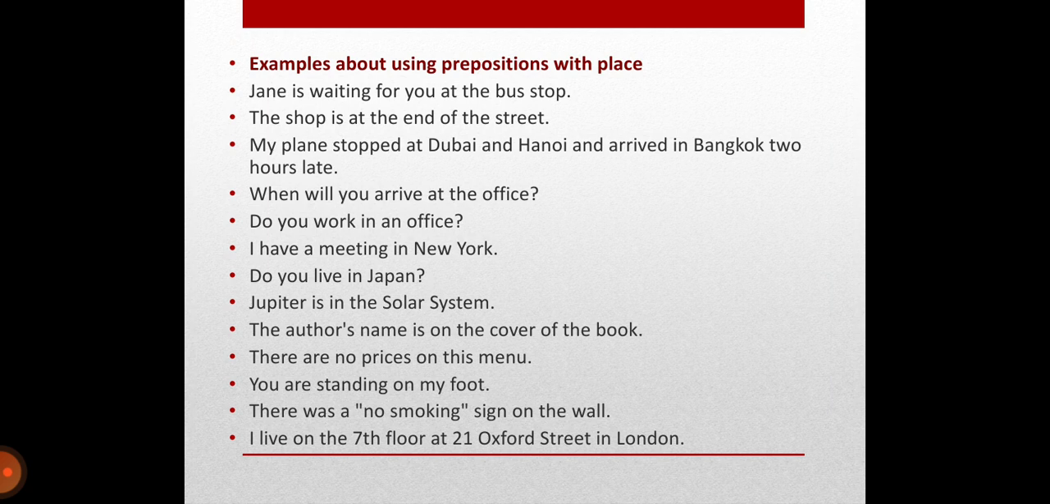And here are some examples regarding how to use prepositions with place. Jane is waiting for you at the bus stop. The shop is at the end of the street. My plane stopped at Dubai and Hanoi and arrived in Bangkok 2 hours late. When will you arrive at the office? Do you work in an office? I have a meeting in New York, and the rest of the examples.